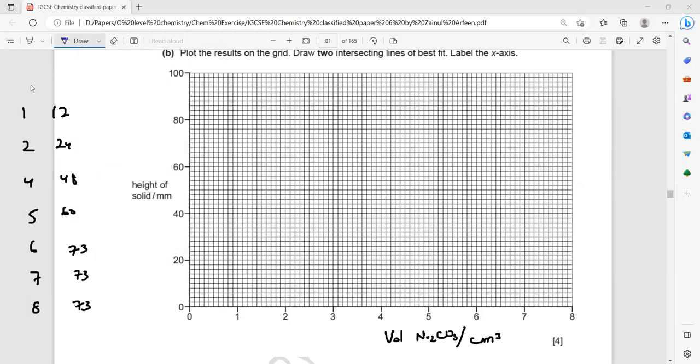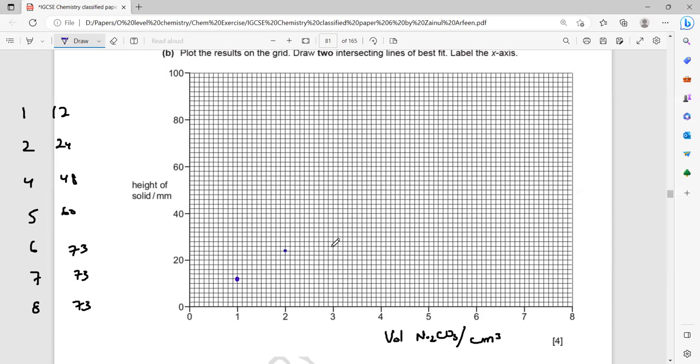So first, this one is the volume. The second one is the height of precipitate. So when the volume is 1, each box here, 10 boxes equals 20, so each box is 2. So this will be 2, 4, 6, 8, 10, 12. So this is 12. Then 2 and 24. So this one is 2, 20, and then 2 boxes above, that will be 24.